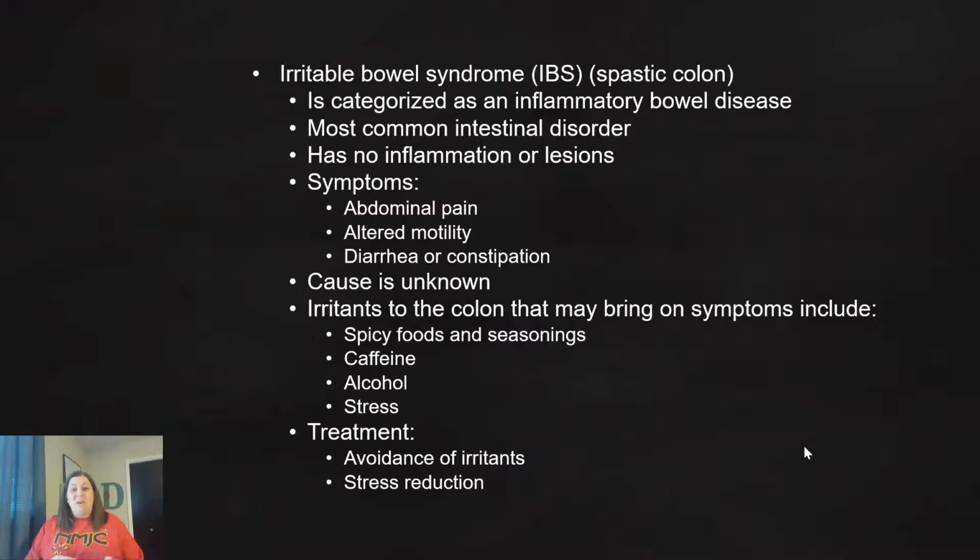Irritants to the colon could bring on symptoms, and these irritants could be spicy foods or certain seasonings, so they may be able to identify and cut those out. Caffeine, alcohol, and even stress. And so again, treatment may revolve around avoiding these irritants or these triggers that may cause an exacerbation in their bowels, that spastic colon. We then see too, stress reduction may need to be done.